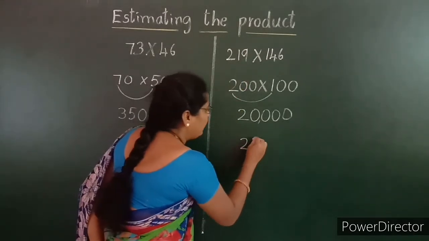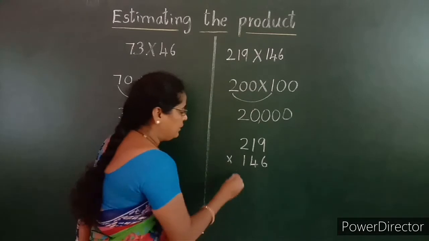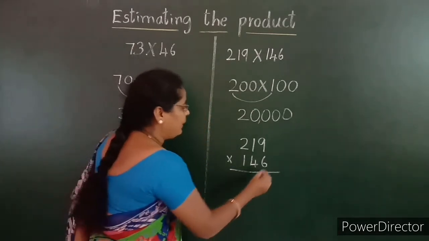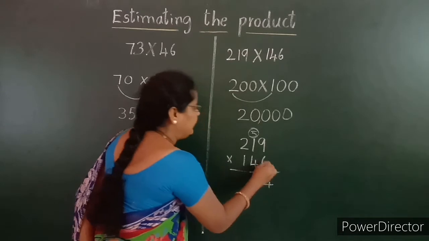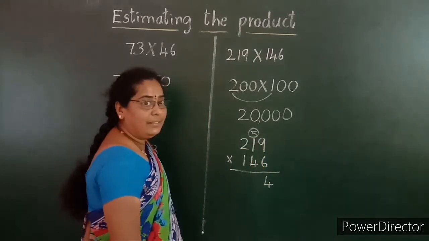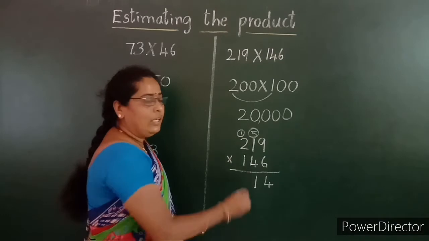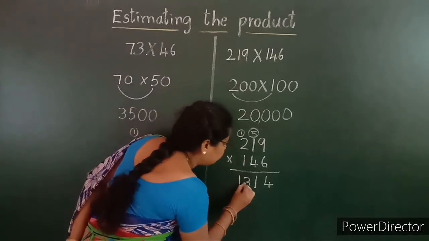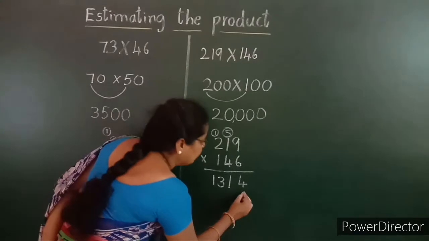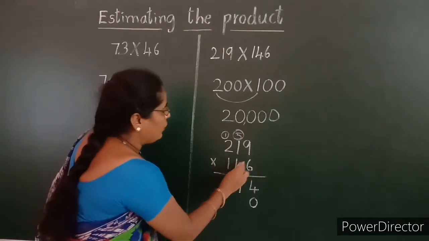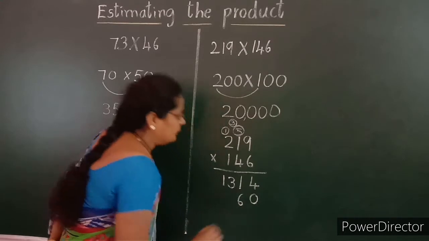Now see the actual product. That is 219 into 146. First multiply from the 1's place. 6 times 9, 54, that is 4, carry 5. 6 ones are 6, 6 plus 5, 11, 1 carry, 1 here. Now 6 twos are 12, 12 plus 1 carry, 13. Now multiply from the 10's place. Before that, you write one common zero. 4 nines are 36. 3 carry, 6 here.